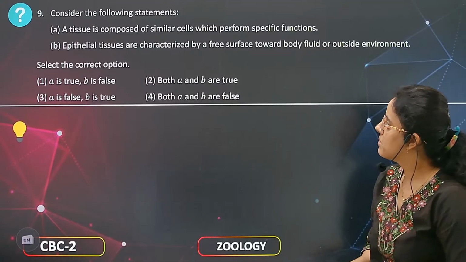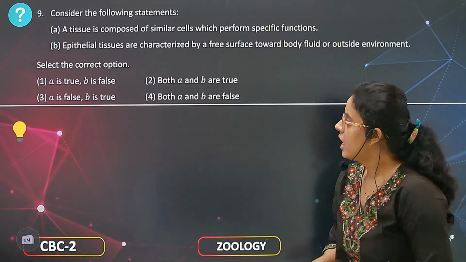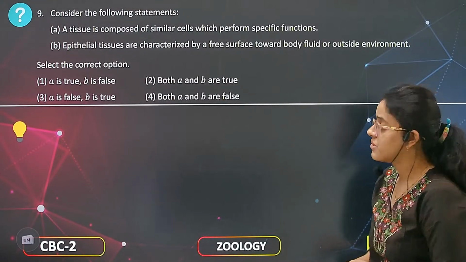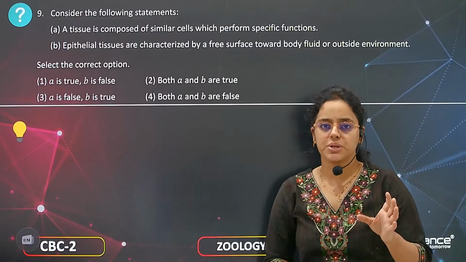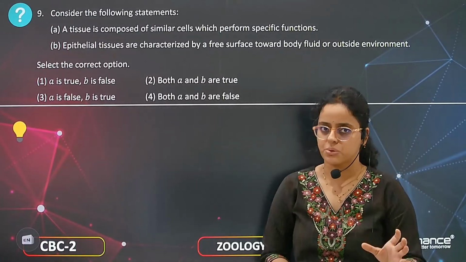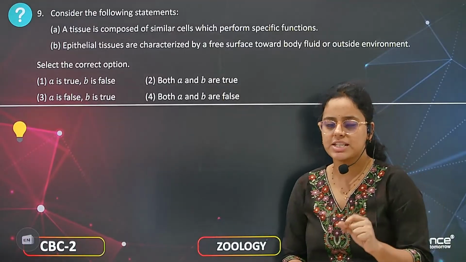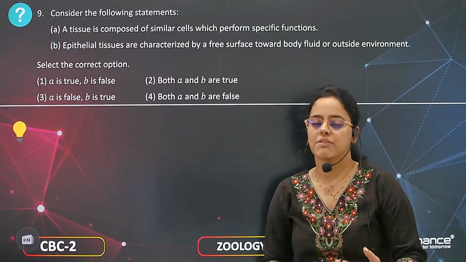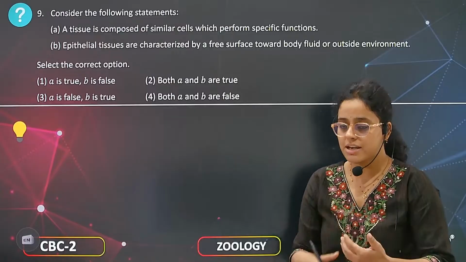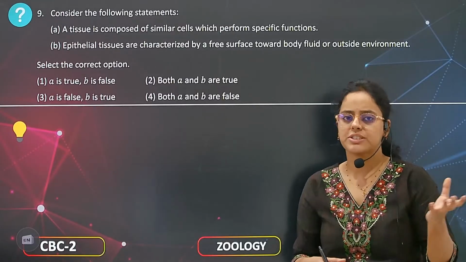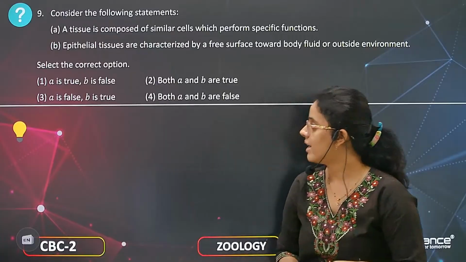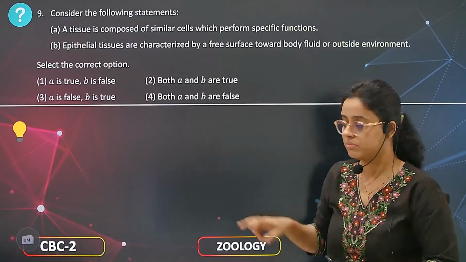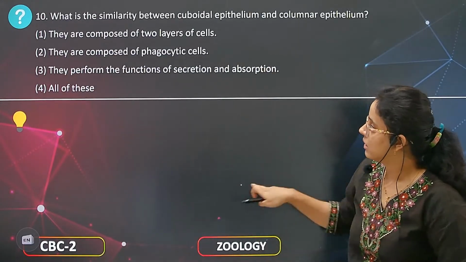A tissue is composed of similar cells which perform a specific function. Epithelial tissue is characterized by a free surface towards the body fluid or outside environment. So if you see, tissue is similar cells which perform specific functions, true. Whereas epithelial tissue is characterized by a free surface towards the body fluids or outside environment. Both A and B are correct. As I have told you, the outermost layers or innermost environment is protected by epithelial tissue. This can be squamous or compound. So A is true and B is also true. The answer is going to be both A and B are true. Second is the answer.